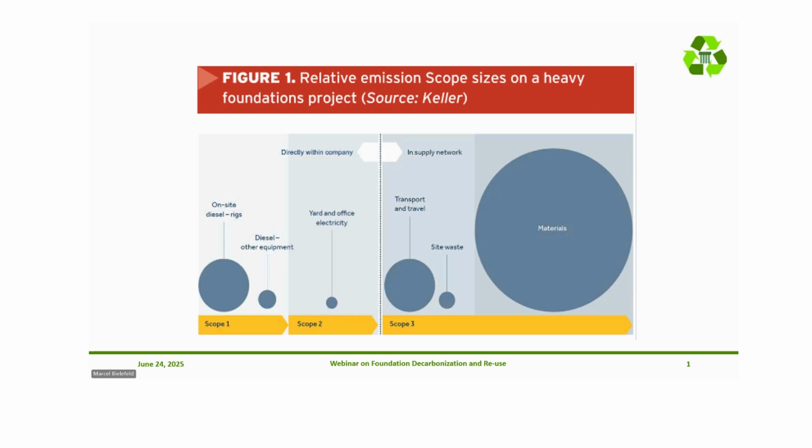And you can see in this figure from Keller, materials by and large are the largest component of any project in our scope. And then also included in there is transportation and travel to and from site. So your mobilization and demobilization, and then site waste as well is lumped into scope 3.